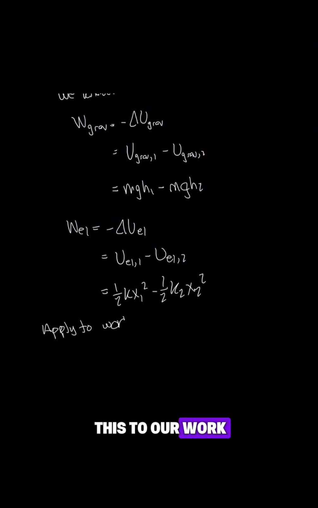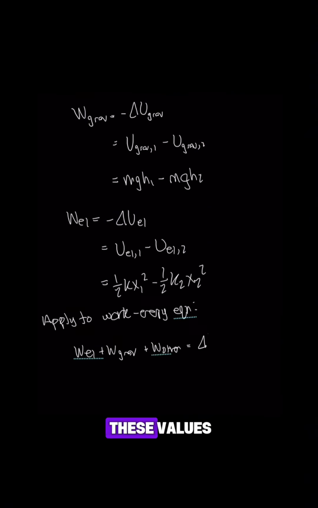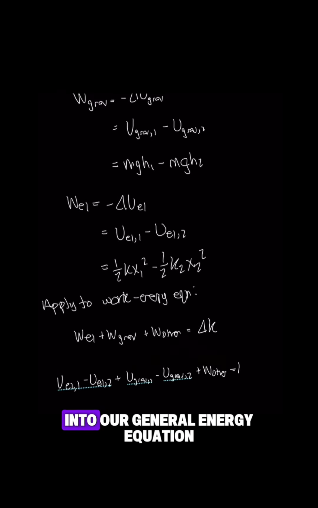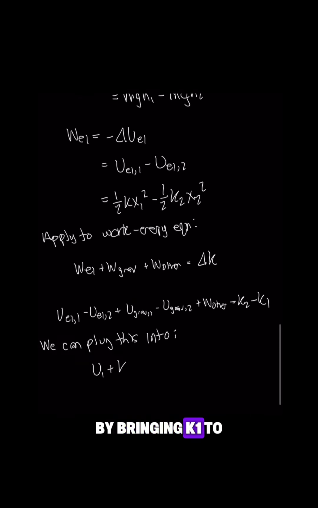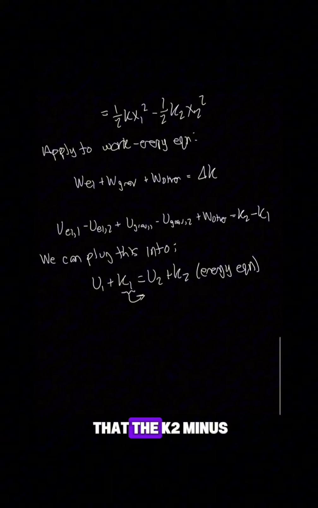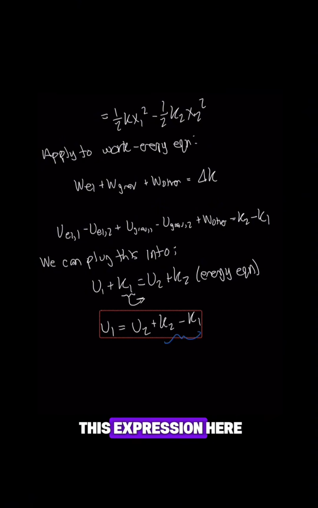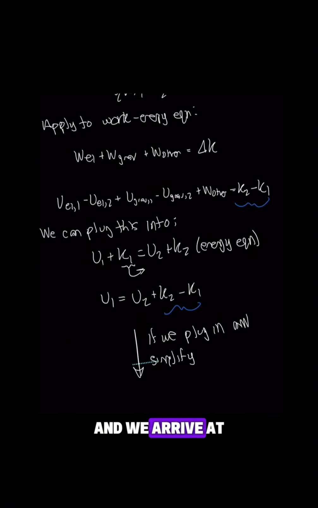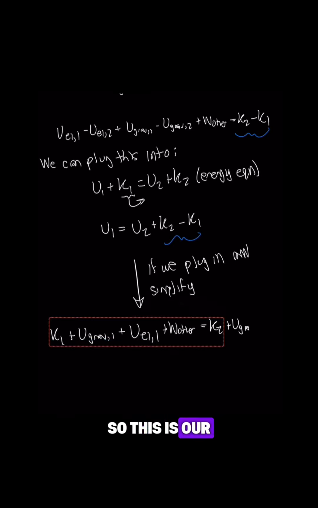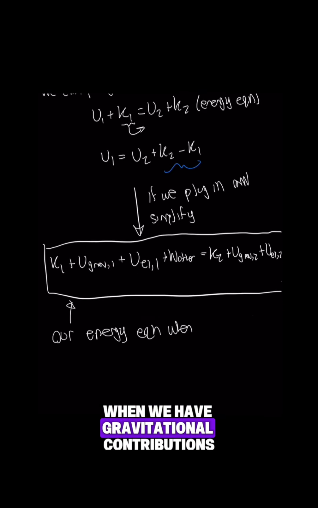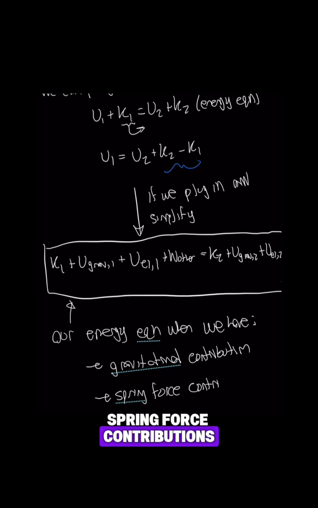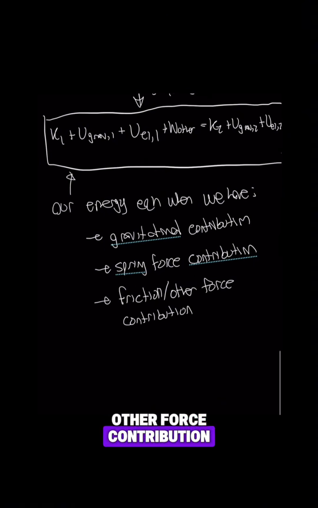We can apply this to our work energy equation. If we sub in these values, we can plug this into our general energy equation by bringing K1 to the other side, and we can see that K2 minus K1 is equal to this expression here. We plug it in and simplify, and we arrive at this equation here. So this is our energy equation when we have gravitational contributions, spring force contributions, and friction or any other force contribution. This is going to be the energy describing the system. Let's apply this to our example.